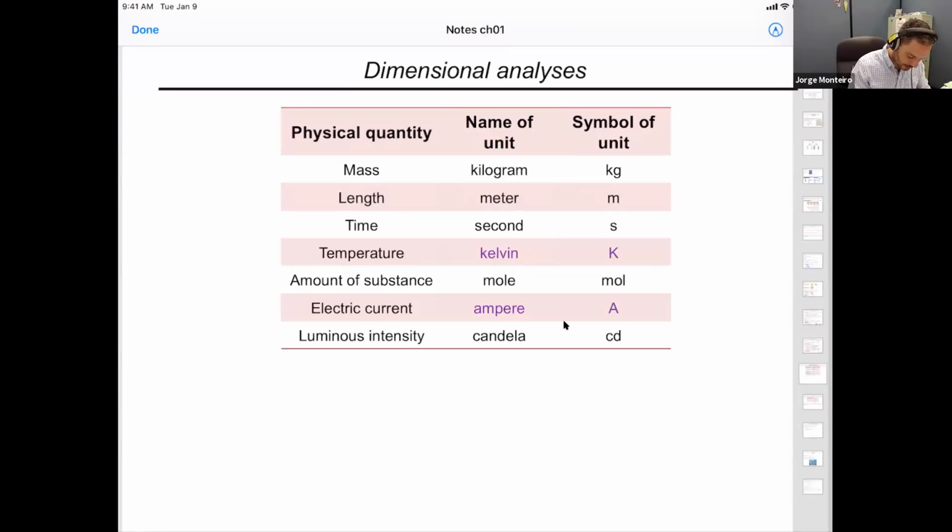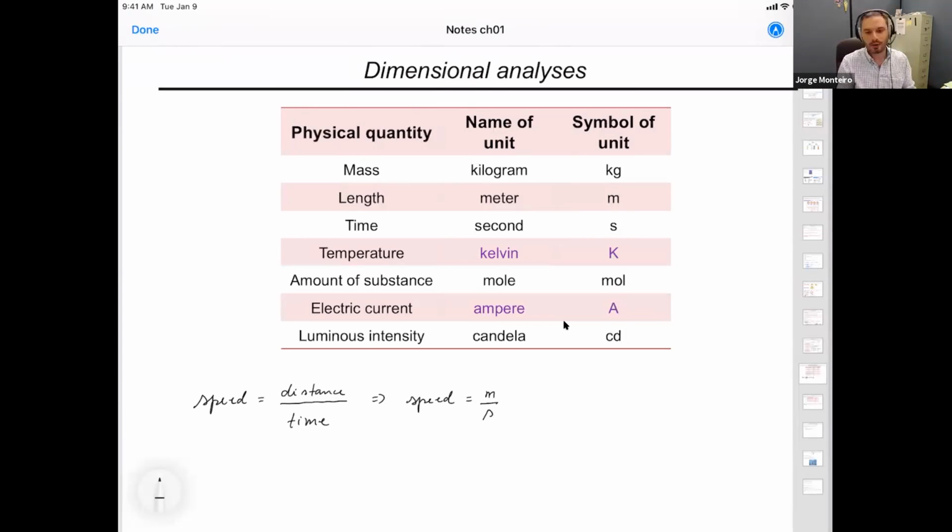Okay, so for example, speed is defined as distance divided by time. And the idea of the dimensional analysis is to figure out the units for speed, for example. So what we are going to simply do is to use the unit for distance or length, which is meters, divided by the unit that's used for time, which is seconds. Okay, so therefore the unit for speed is meter per second.